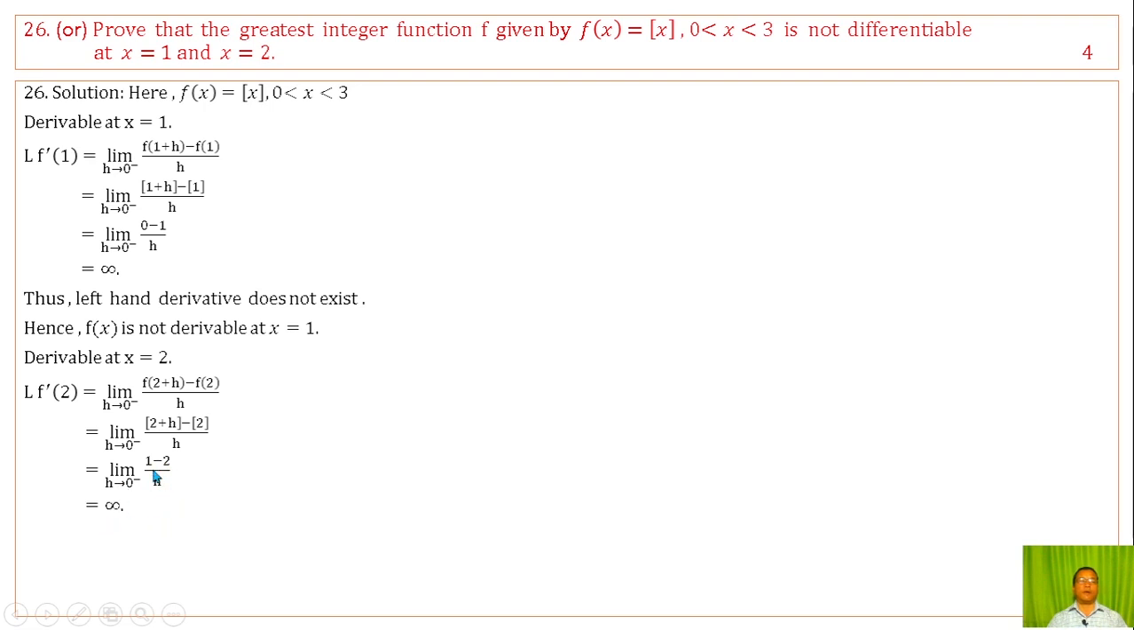That is, negative divided by negative is positive. Thus, the left-hand derivative does not exist. Hence, f of x is not derivable at x equal to 2.